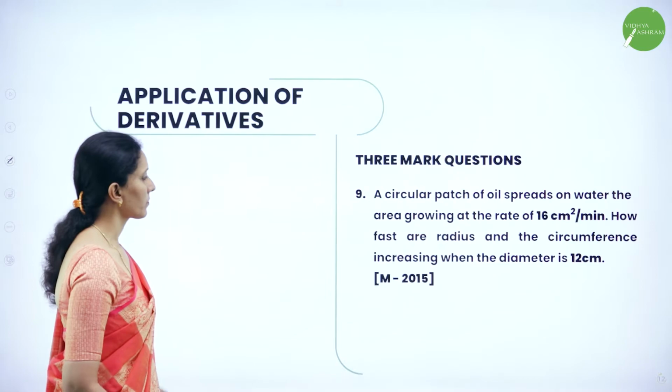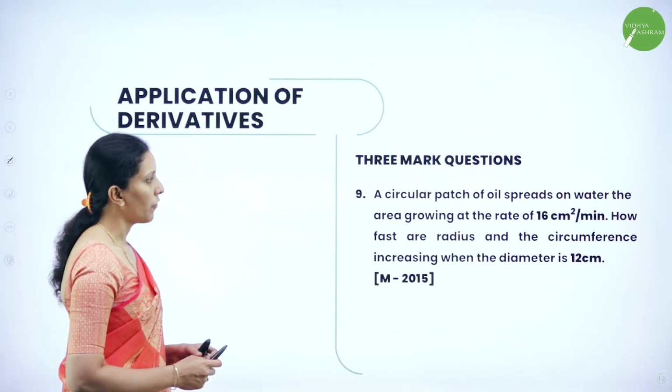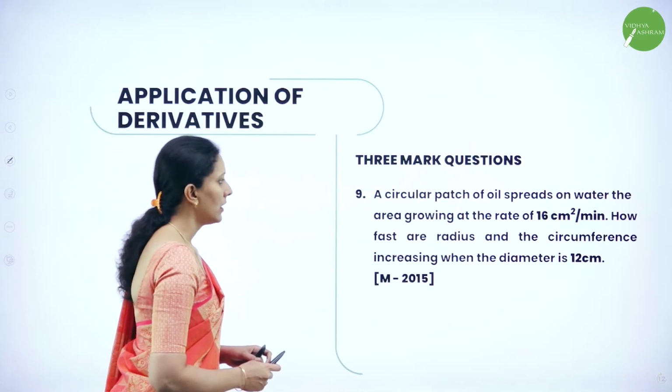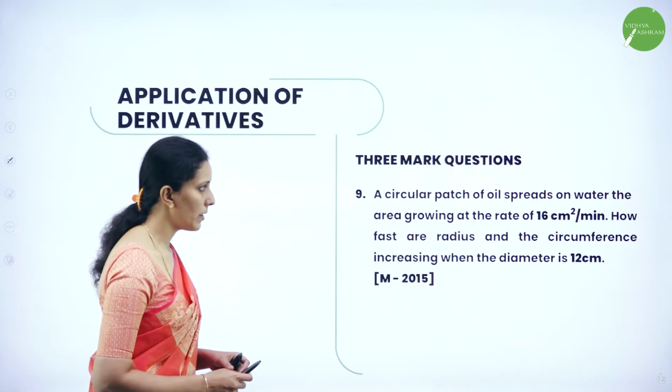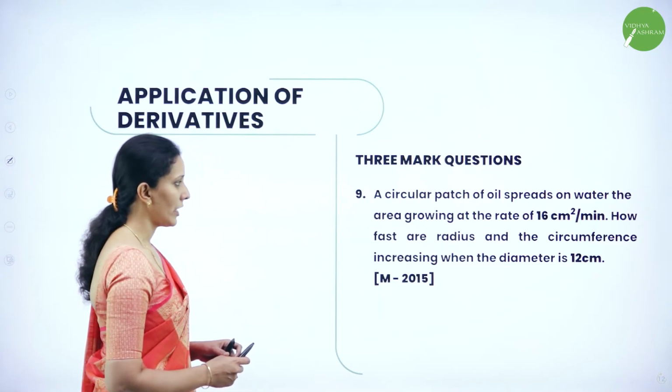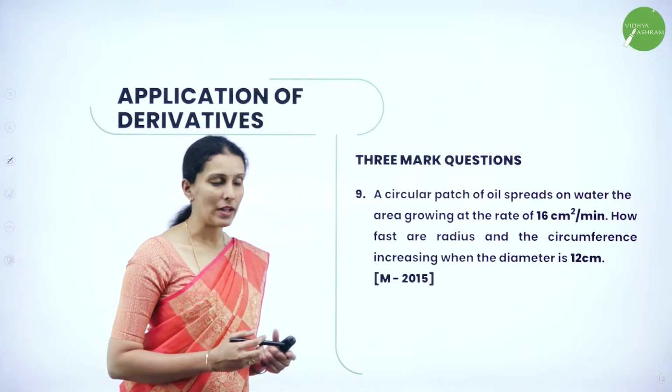Next one, we will move on to 3-mark questions. A circular patch of oil spreads on water, the area growing at the rate of 16 centimeters square per minute. How fast are the radius and circumference increasing when the diameter is 12 centimeter?